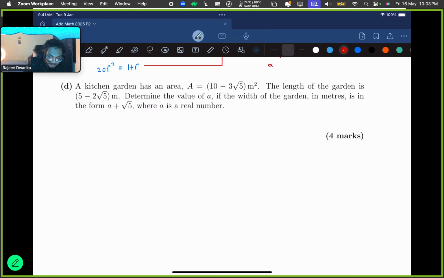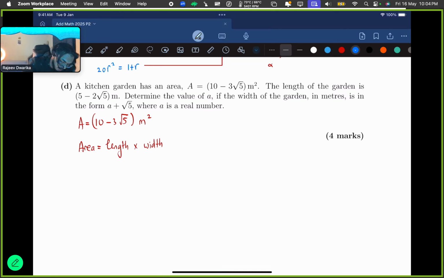So you understand that we have area, they gave us area, and we know for sure it's a rectangle because we can't assume it's a square, right? If it was a square, that would be too easy. So we have A is equal to 10 minus 3 root 5, and that is meters squared. And to find the area of a rectangle, what's the area of a rectangle? The length by the width, right? Length by breadth.